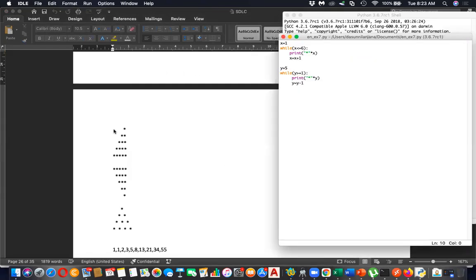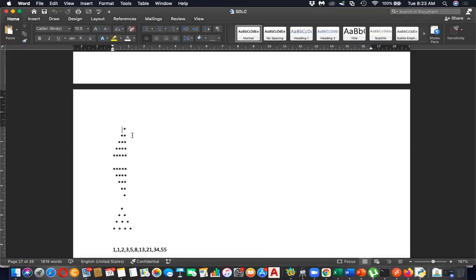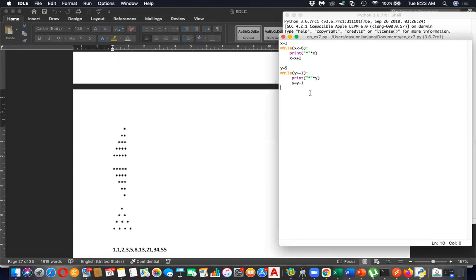So here you have asterisks, that means 1, 2, 3, 4, 5. But what's in the beginning? You can see spaces in the beginning. So it is 5, 4, 3, 2, 1 spaces. So you can say 4, 3, 2, 1, 0 spaces.